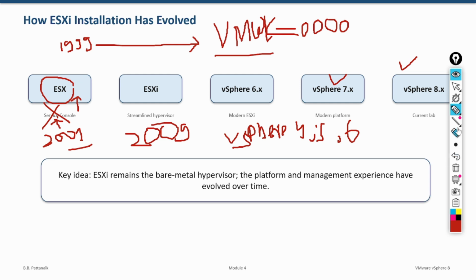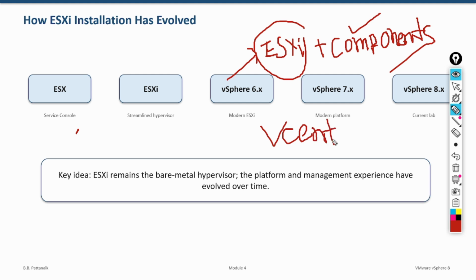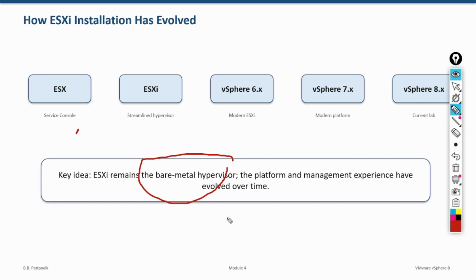Then what is vSphere? vSphere means ESXi and its components. So its components mean what? vCenter Server. So vSphere means ESXi plus its component, vCenter. The important point for us is that ESXi remains the bare metal hypervisor that runs directly on the physical hardware.